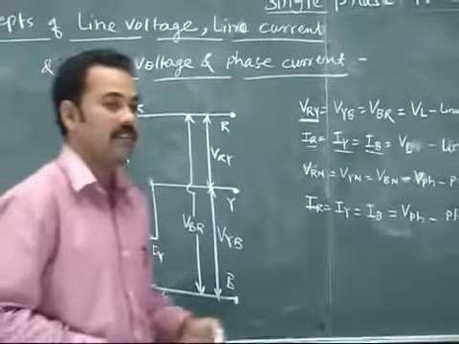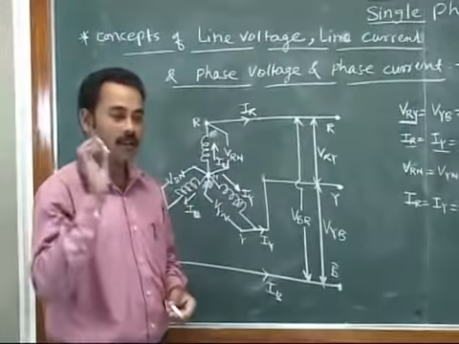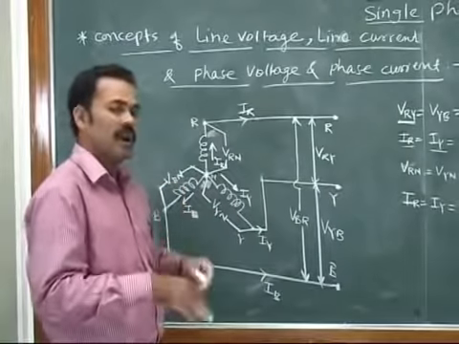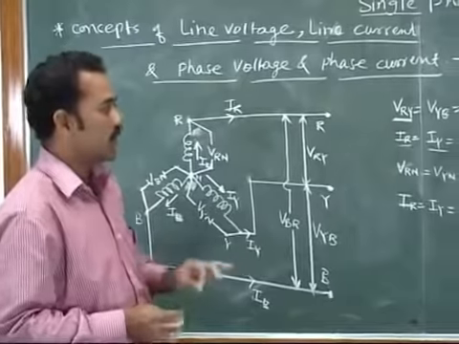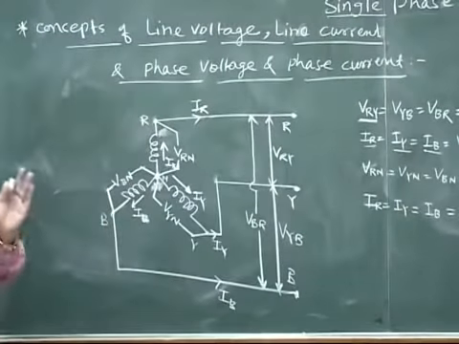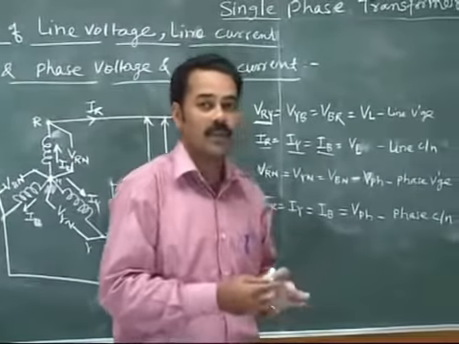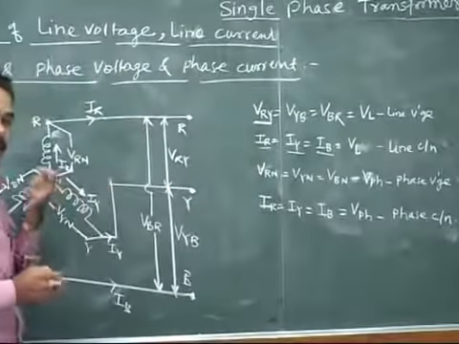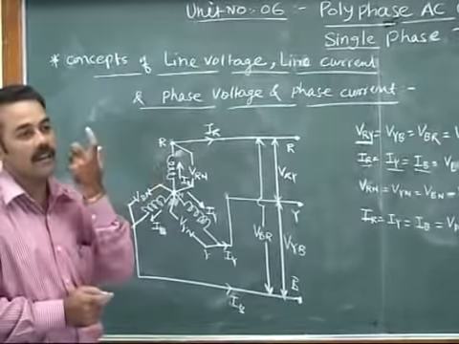Similarly, we can define the line voltage, line current, phase voltage and phase current for the load system also, as well as for the delta configuration. Here you just have to remember how the line voltage differs from the phase voltage and how the line current differs from the phase current. That is very important: how to differentiate the line voltage from the phase voltage, and the line current from the phase current.